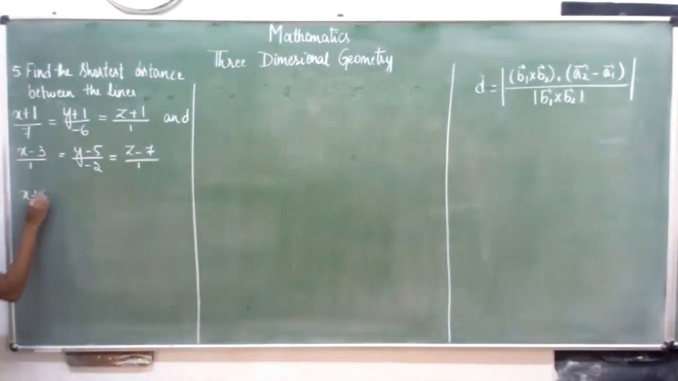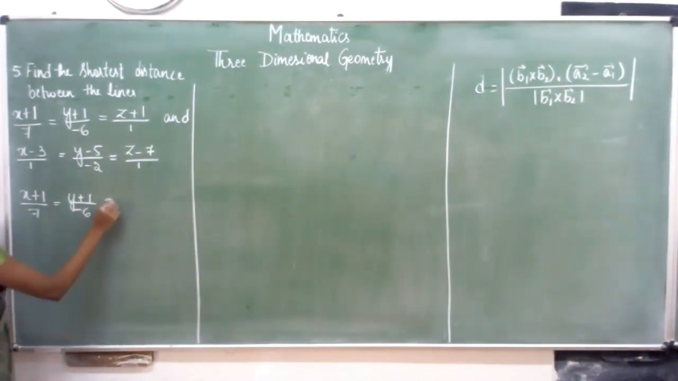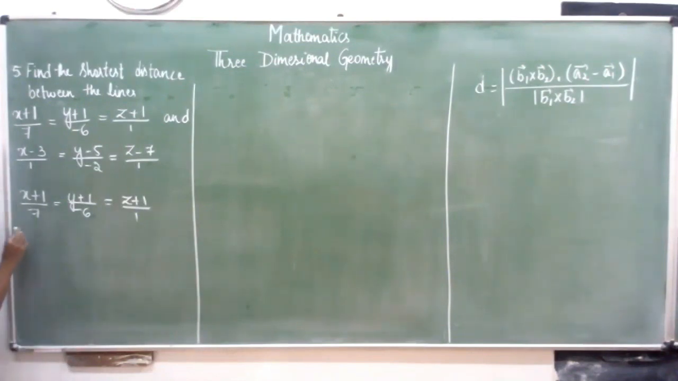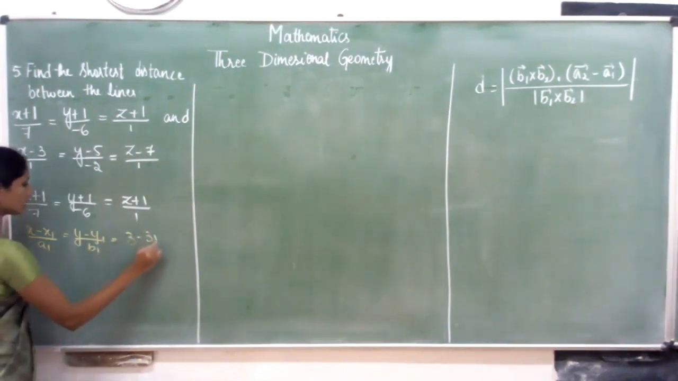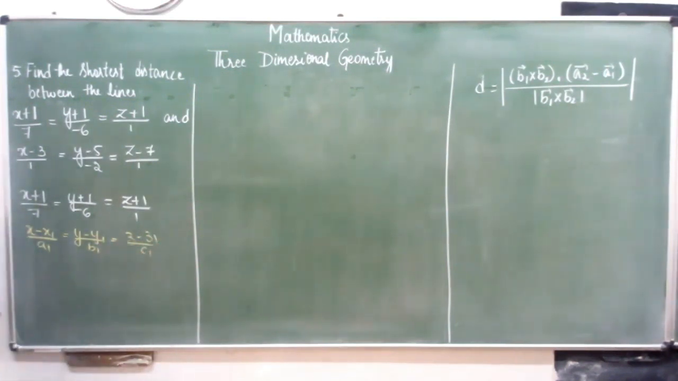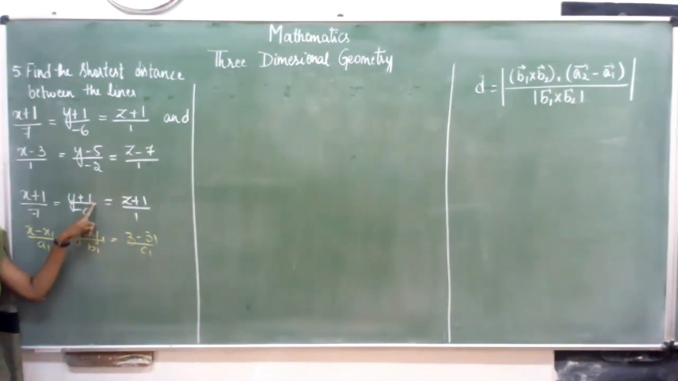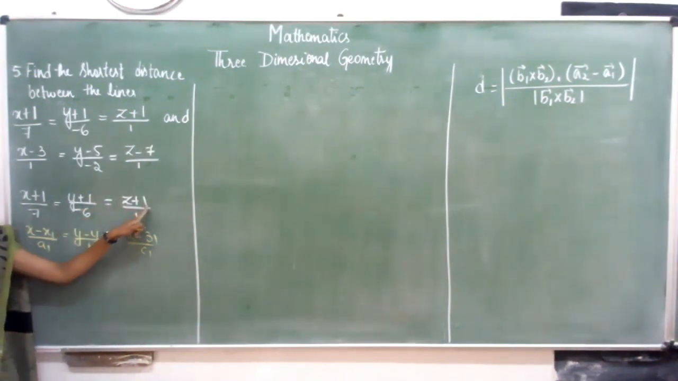So first equation is x plus 1 divided by 7, which is equal to y plus 1 divided by minus 6, which is equal to z plus 1 by 1. So first we need to reduce it to the general Cartesian form. That is, the Cartesian form is given by x minus x1 by a1, which is equal to y minus y1 by b1, which is equal to z minus z1 by c1. Okay, so here, what is the value of x1? x1 value is minus 1. And y1 value is also minus 1. And z1 value is also minus 1.